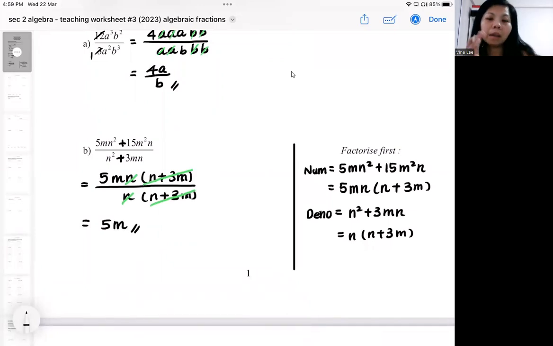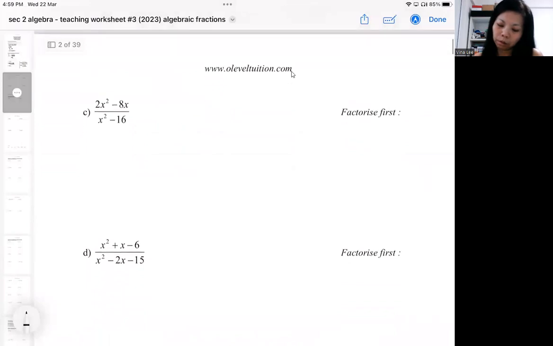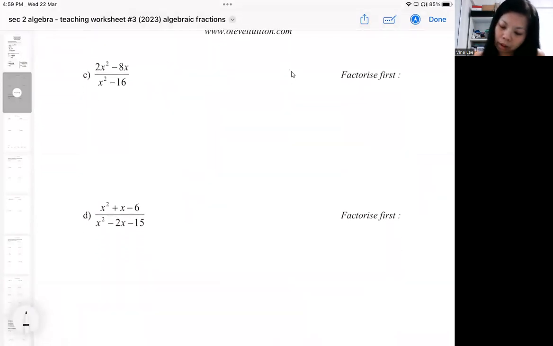So you cancel when they are in a multiplication, not when they are plus minus. When there is a plus minus, you make use of factorization to create the multiplication. So simply factorize and cancel. You can create a column of factorization first, so you focus on your factorization.